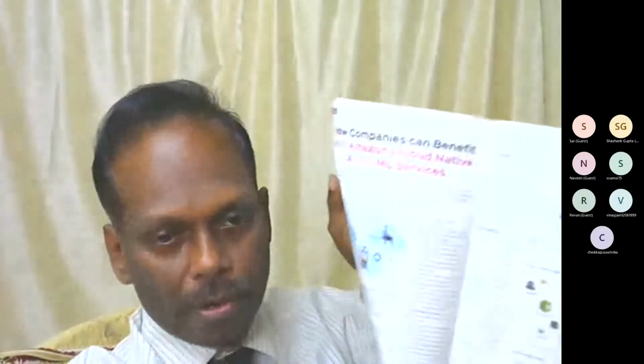Also, one more article I saw on AI and ML: how companies can benefit from Amazon cloud native AI and ML services. This one also is a nice article. He has listed all the services here, and it will be helpful if you do a certification or something like that in AWS itself. Monitoring and debugging Kubernetes with the Lens desktop.